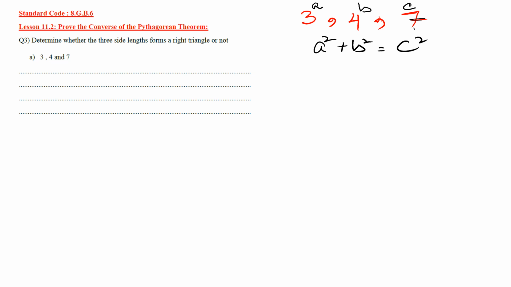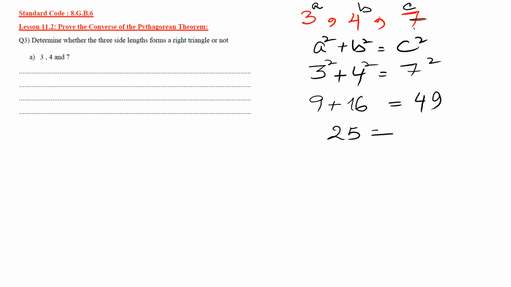Now substitute the values. A we took as 3, so 3 square. B we took as 4, so 4 square. And C is 7 square. 3 square means 9, 4 square means 16 and 7 square means 49. 9 plus 16 gives us 25. Is 25 equal to 49? No, it is not 49. So if they are not equal, we can say that they cannot make a triangle.